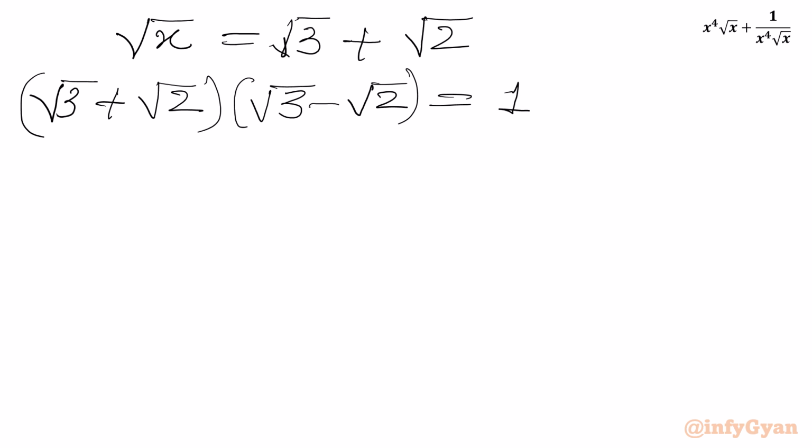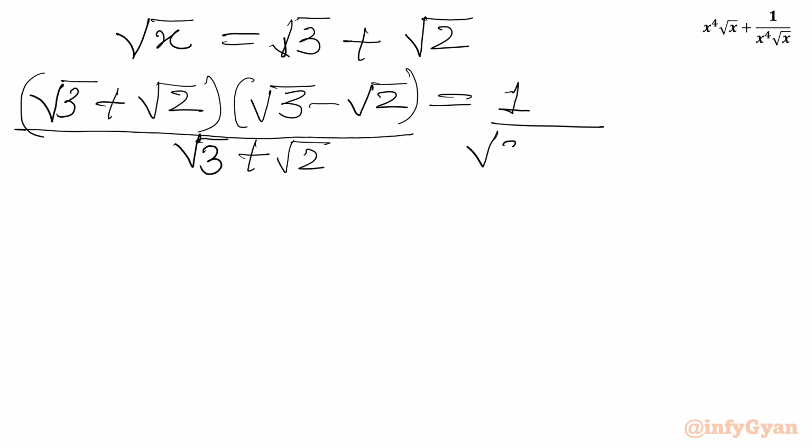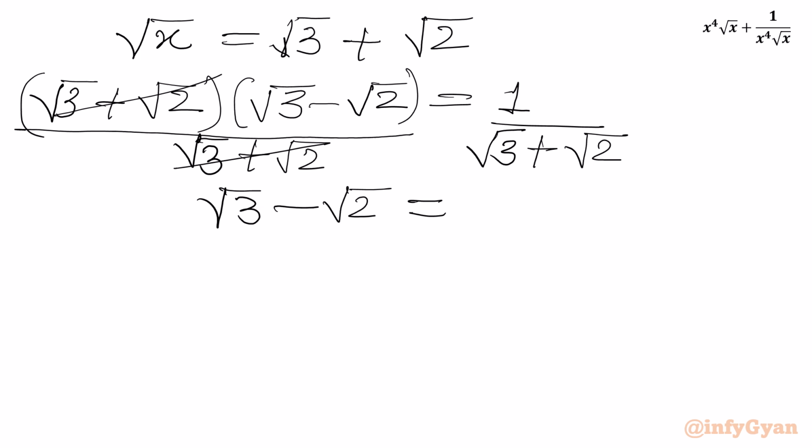Now I will calculate the value of 1 over root 3 plus root 2. So I will divide both sides by square root 3 plus square root 2. Now this term will be over. We will get the value of square root 3 minus square root 2. This will be equal to 1 over root x.